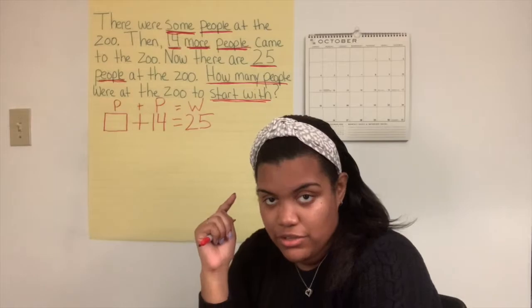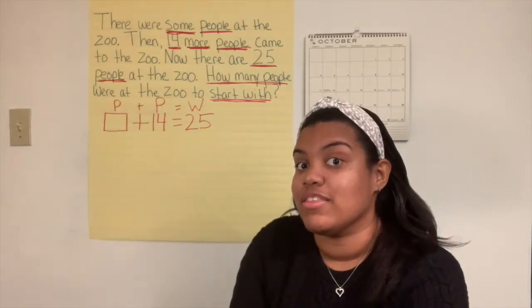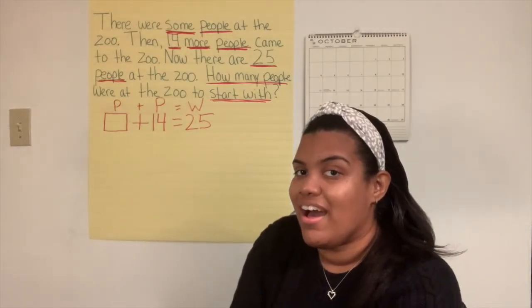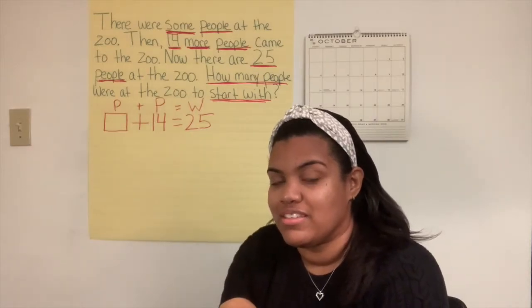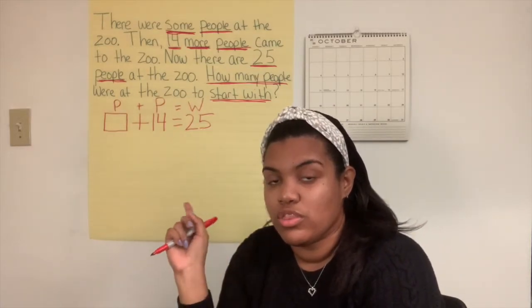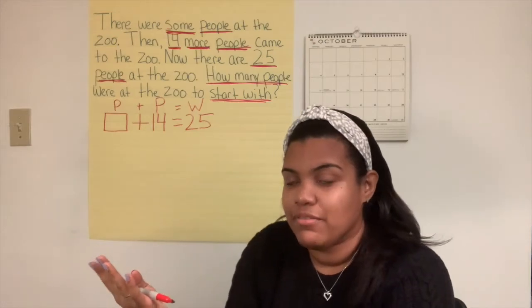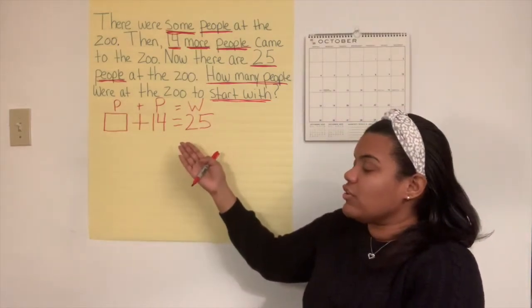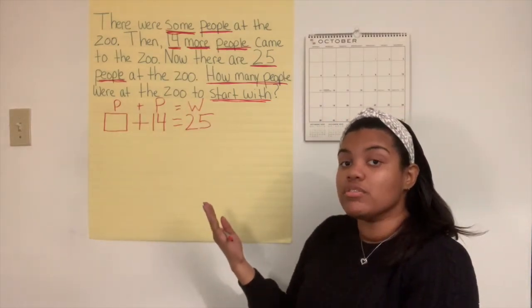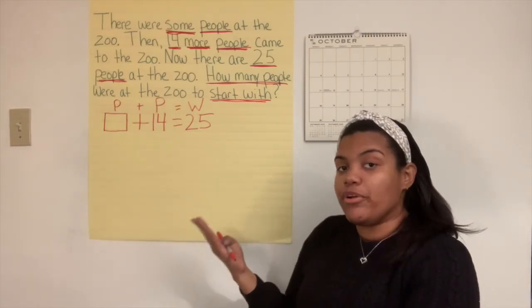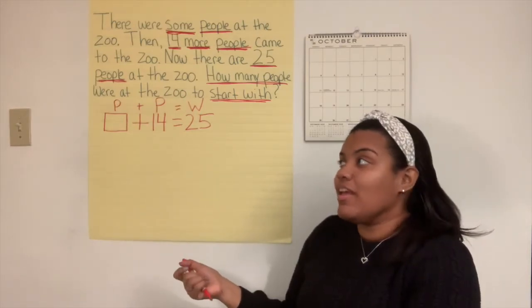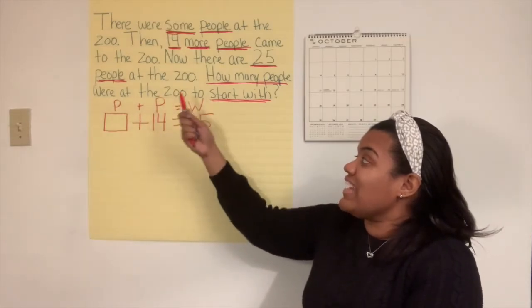We need to think here, okay? I really need you guys to think. So I said in the video before this that we need to think about what the problem is telling us. What do we have? So tell me, what do we have here? Do we have both of the parts? Or do we have a part and a whole? Yeah, that's right. We have a part and a whole.